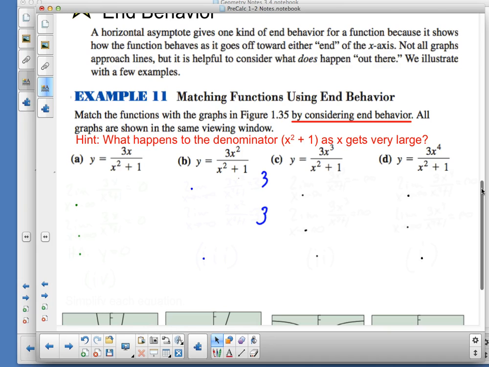I've got graphs down here. By considering the end behavior, as your x values approach negative infinity and positive infinity, what's the behavior of your graph? Try to do it without a calculator. What happens to the denominator, x squared plus 1, as x gets very large? That's really what you're considering.